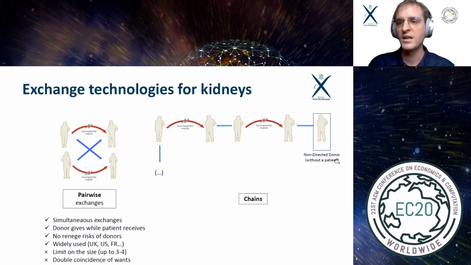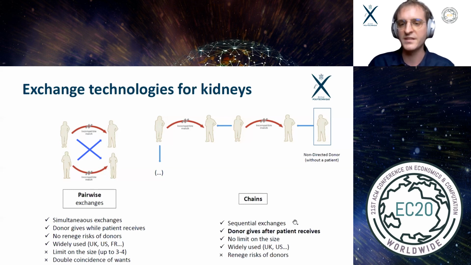What is a chain? You start with a donor without any associated patient. Usually it's an altruistic donor, or in other countries, it can be a deceased donor. This donor would give to a patient in the pool of pairs. Then we ask the donor of that patient whether he or she wants to give, and then they give to another patient of another pair, and so on and so forth.